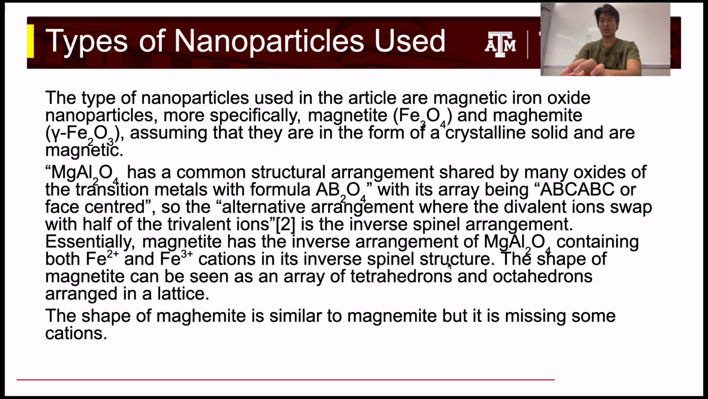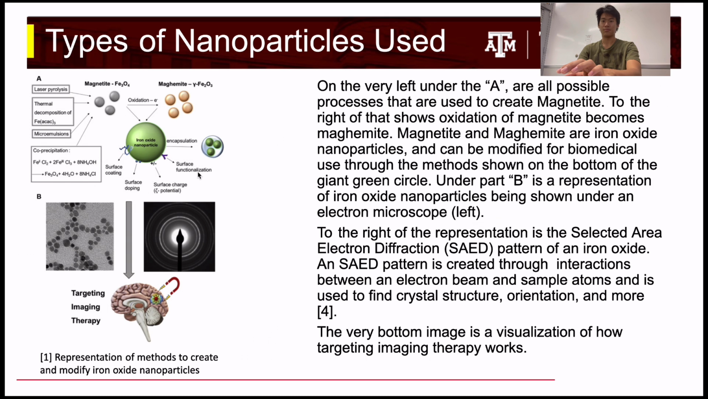The shape of magnetite can be seen as an array of tetrahedrons and octahedrons arranged in a lattice. The shape of maghemite is similar to magnetite, but it is missing some cations. In this image on the left, under the A is a whole bunch of processes that can be used to create magnetite, such as laser pyrolysis, thermal decomposition, microemulsions, or co-precipitation. The process over here shows how maghemite can be created, which is just through the oxidation of magnetite.